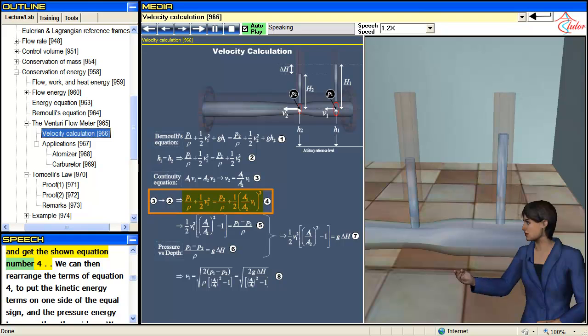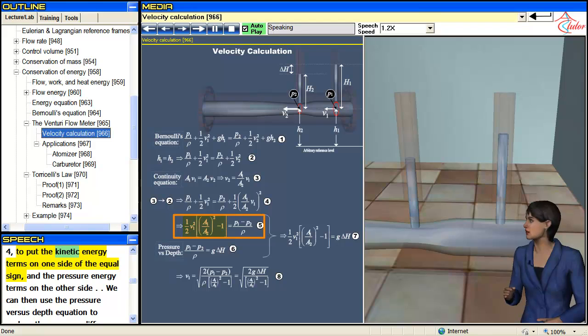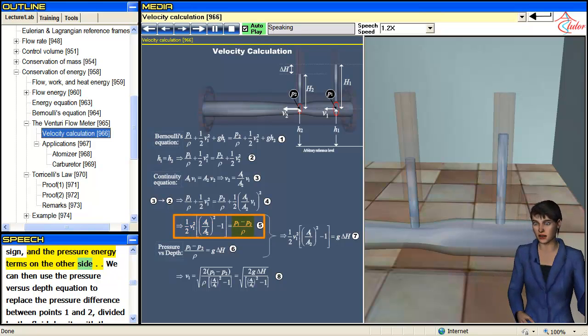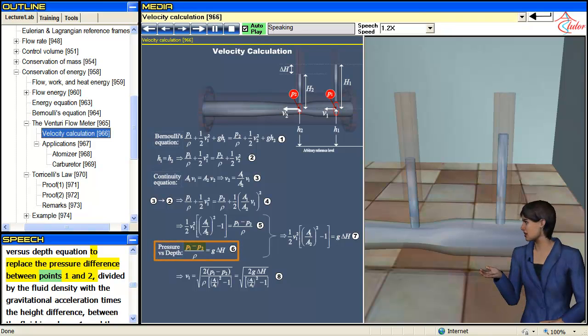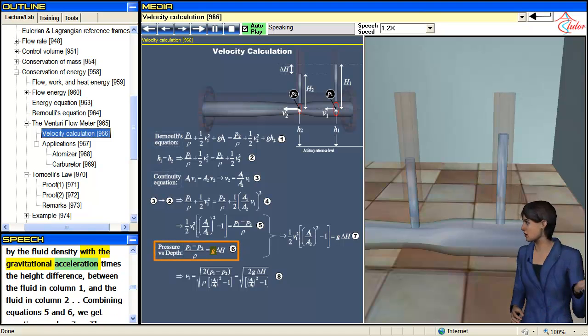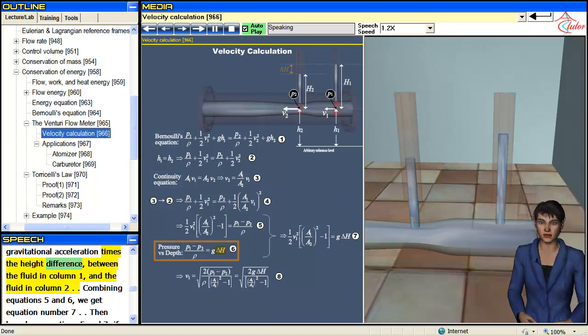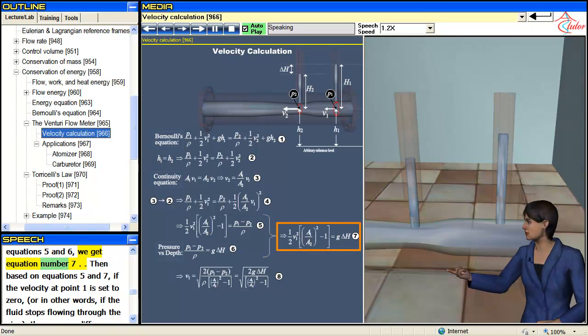We can then rearrange the terms of equation 4, to put the kinetic energy terms on one side of the equal sign, and the pressure energy terms on the other side. We can then use the pressure versus depth equation to replace the pressure difference between points 1 and 2, divided by the fluid density, with the gravitational acceleration, times the height difference between the fluid in column 1 and the fluid in column 2. Combining equations 5 and 6, we get equation number 7.